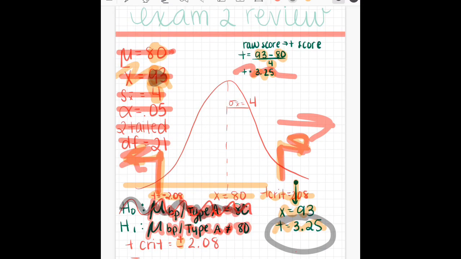So that is, again, the solution for Chapter 12, Question 9 in the homework packet. I hope this is helpful for you on the exam, and good luck.